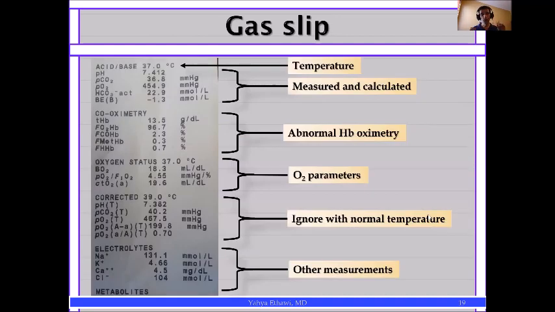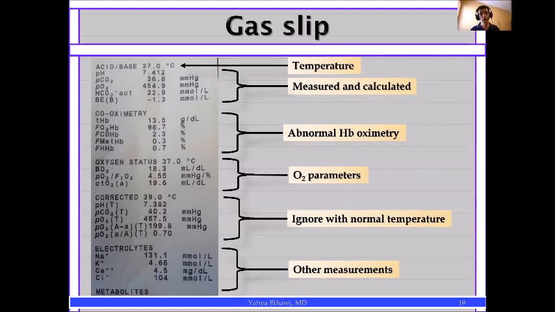Now, when you look at the slip, there are various machines. There are portable machines like iStat, there are big machines that can give you zillions of readings, and there are point of care machines that give you limited readings. So it's very important to look at your slips, and slips vary according to the machine.